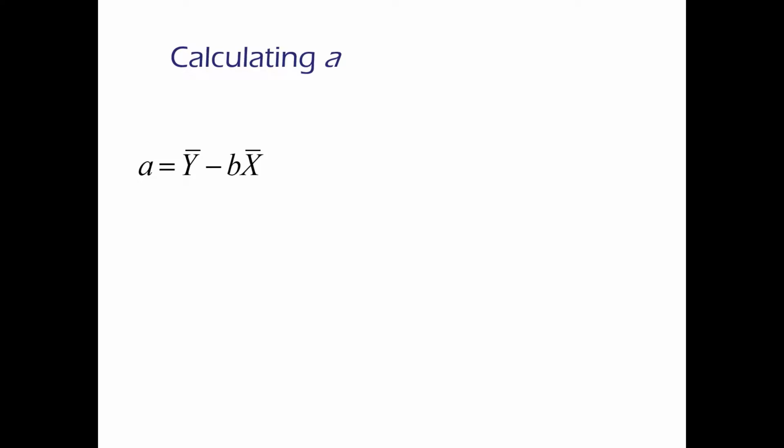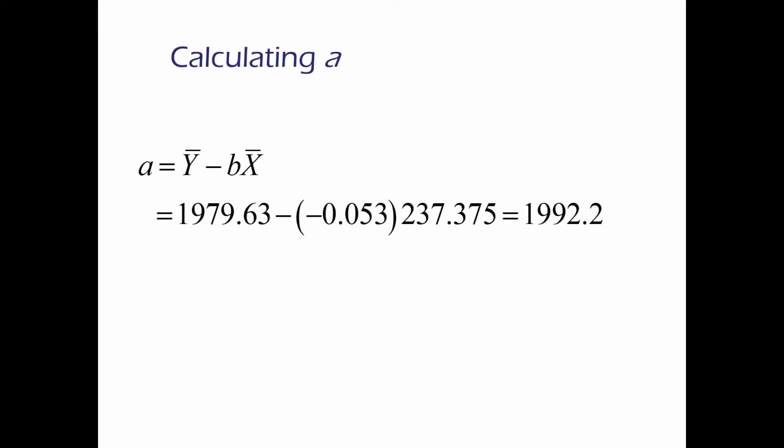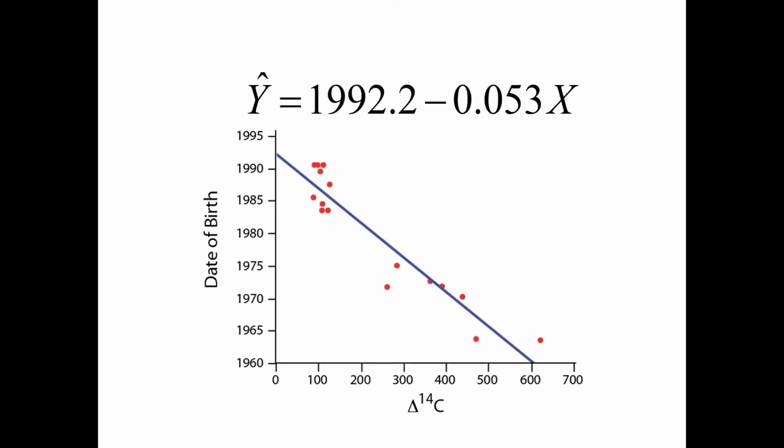Now let's calculate the intercept, a, using y bar, x bar, and the slope we just calculated. You can pause here and do the calculation on your side. I will show you the results in the next slide. Now, the calculated intercept is 1992.2. Now we have the equation of the best fitting line here.